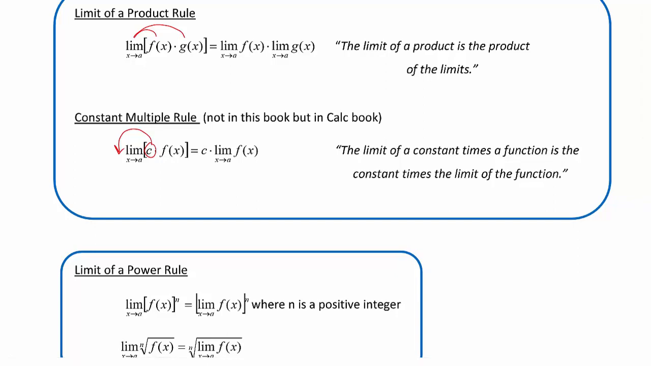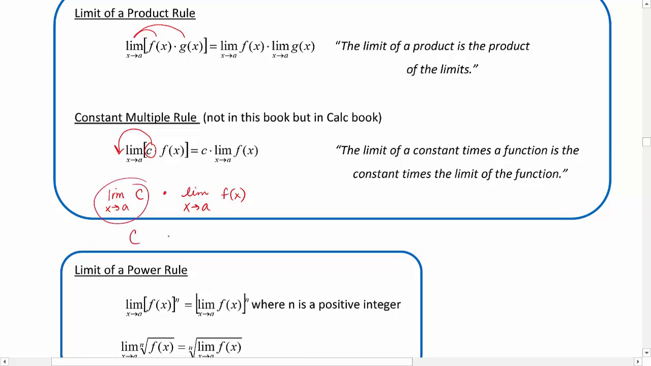This really just comes from an application of our product rule. See, the product rule above says that this would split up into the limit as x approaches a of c times the limit as x approaches a of our function f of x, and we know that the limit of a constant is just that constant. So this right here turns into just c, and that's where we get the right-hand side of this rule.